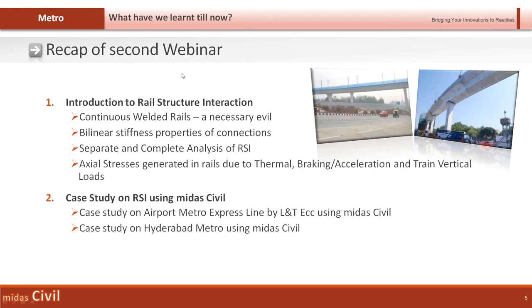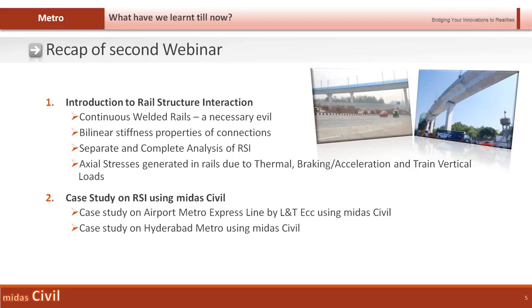After that, in the second webinar, Mr. Akshay Vahal and Mr. Nitin Mittal gave you an introduction to rail structure interaction. They discussed continuous welded rails, how it is a necessary evil. Why we need continuous welded rails and what are the disadvantages regarding continuous welded rails, and because of that, why we need rail structure interaction. They also discussed the bilinear stiffness properties of connections that we need to give. They also discussed the separate and complete analysis of RSI.